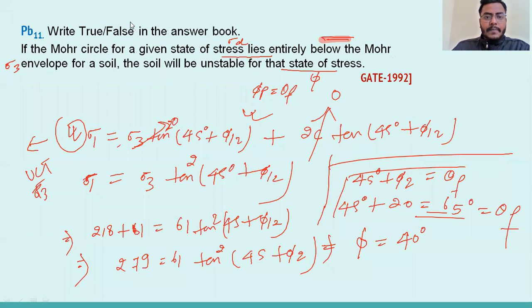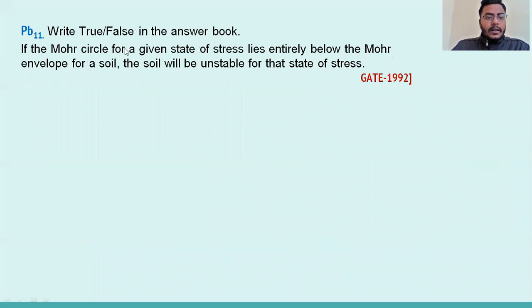So next question we have. Write true or false in the answer book. If the Mohr circle for a given state of stress lies entirely below the Mohr envelope for a soil, the soil will be unstable for the state of stress.